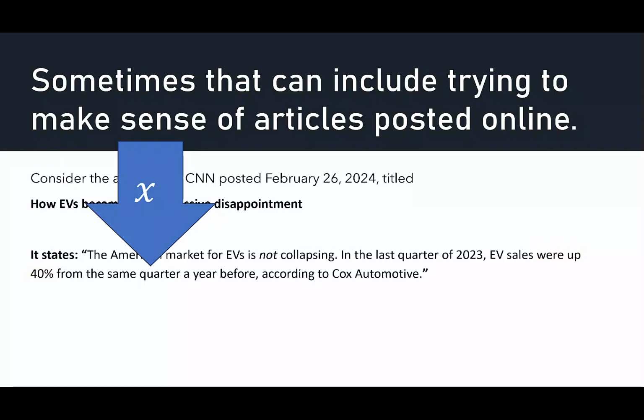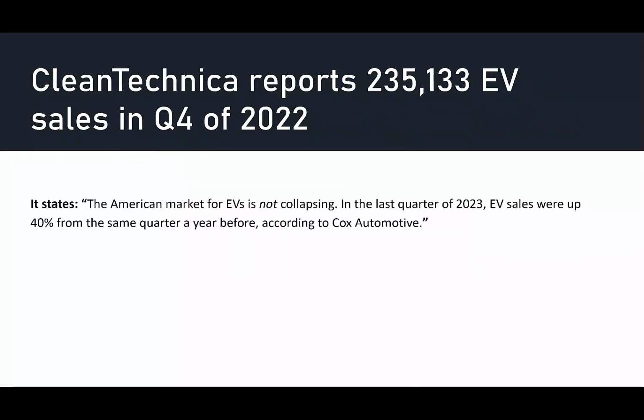So, let's call this amount we want to know X, and then go on a data search. Clean Technica reports that there were 235,133 EV sales in quarter 4 of 2022. Then going back to the article from CNN, we can calculate 40% of 235,133 to be about 94,053. This was the increase in sales. We need to add 94,053 to 235,133 to get that there were 329,186 EV sales in quarter 4 of 2023.